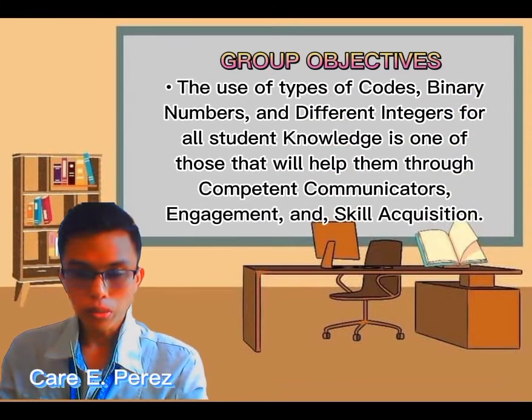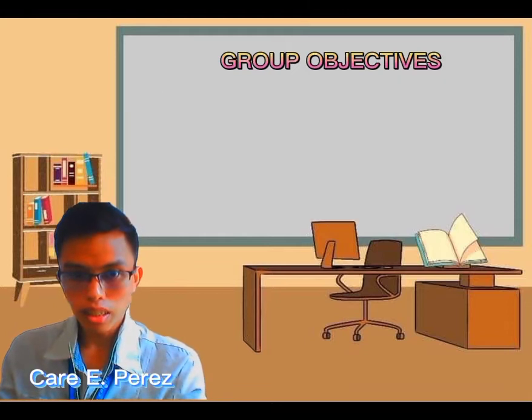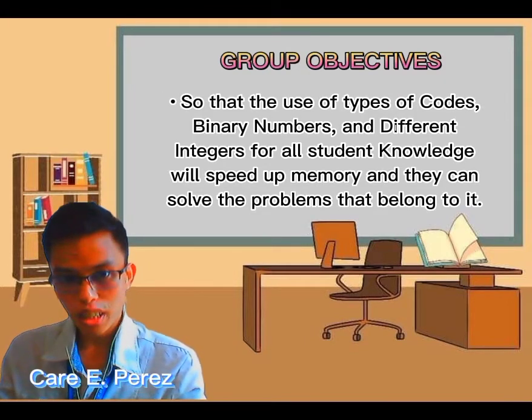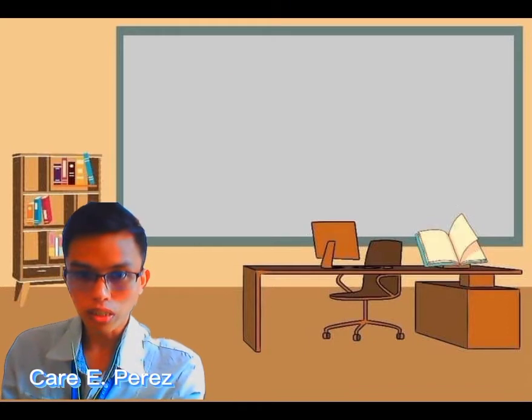The use of types of codes, binary numbers, and different integers for all students' knowledge is one of those that will help them become competent communicators, with engagement and skill acquisition. So the use of types of codes, binary numbers, and different integers will help speed up memory, and they can solve them through the problem solving that belongs to it.